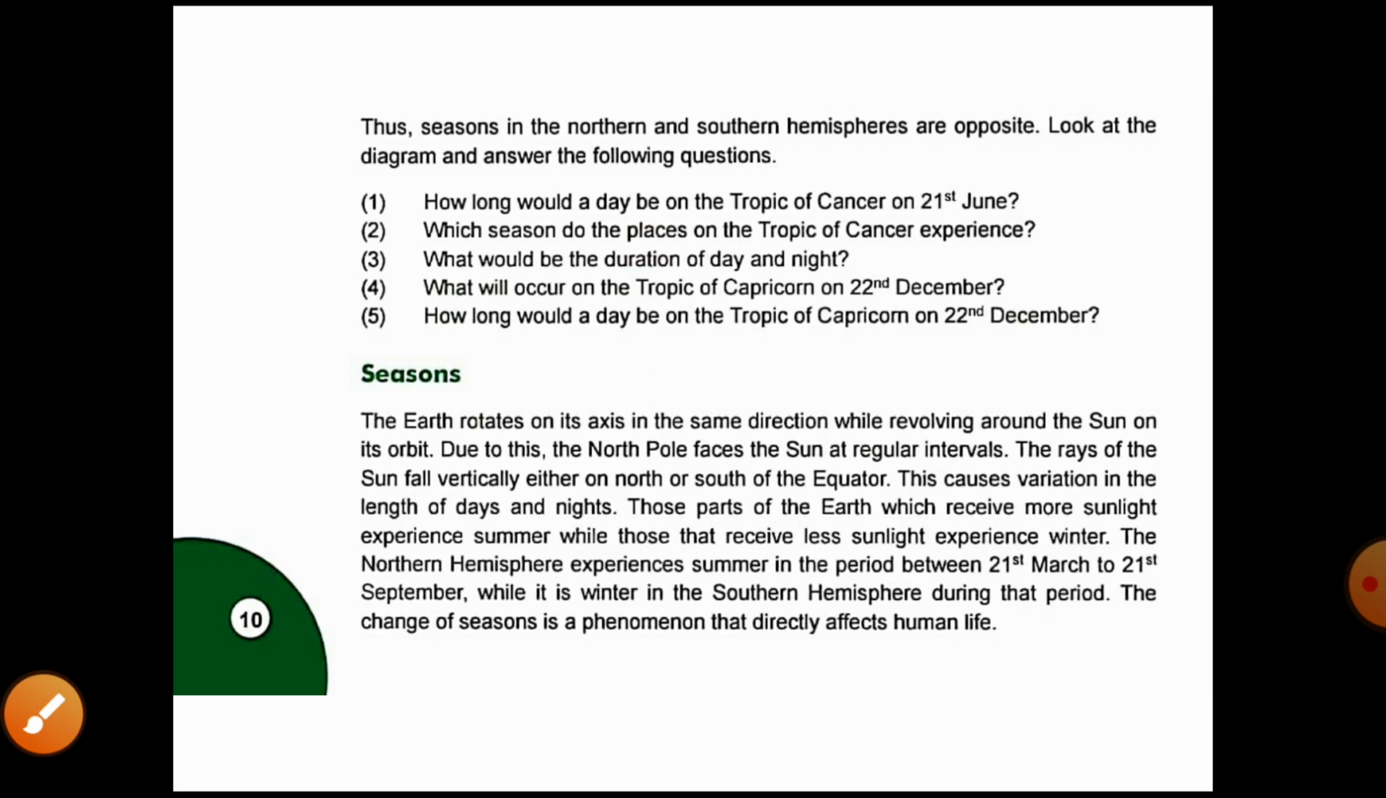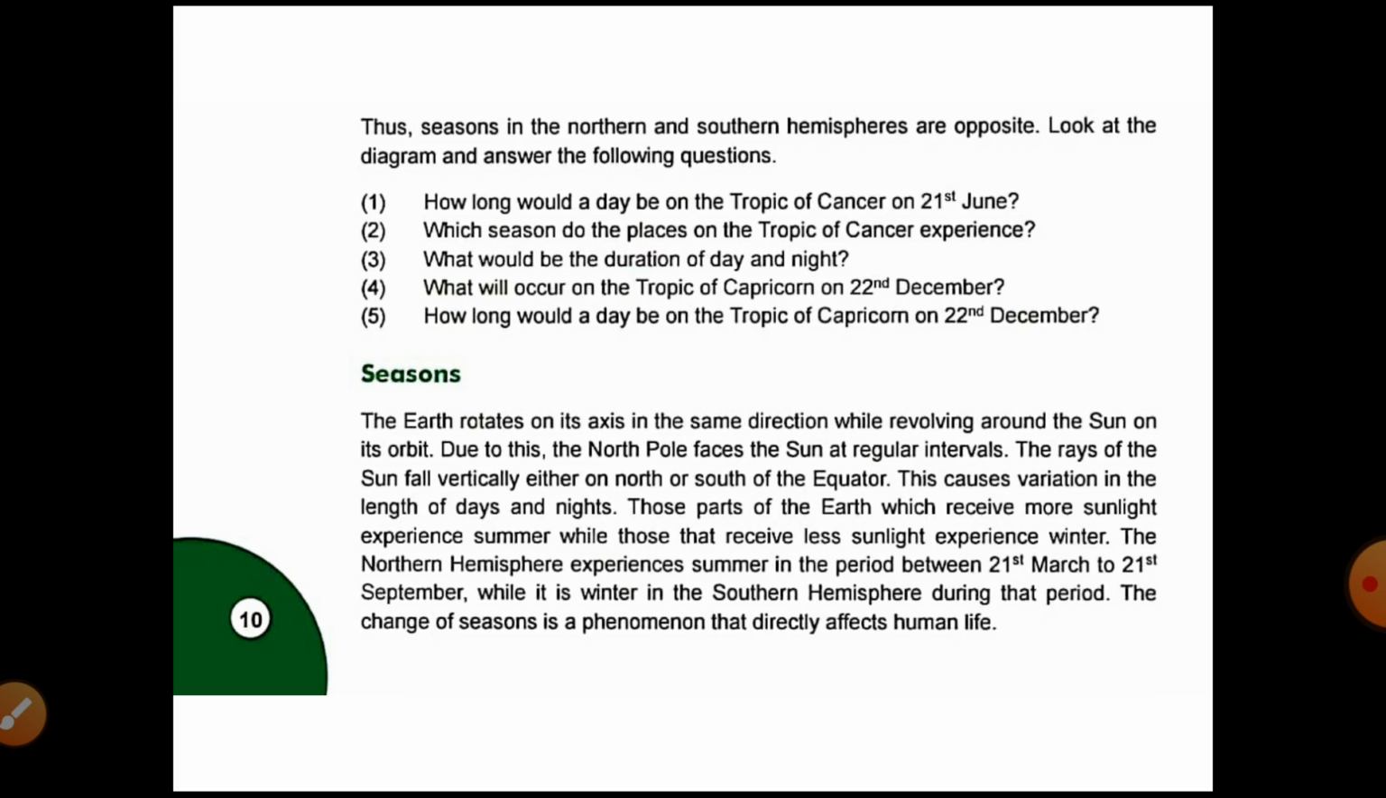So due to this, the north pole faces the sun at regular intervals. Due to that time period, the north pole faces the sun at regular intervals, and the rays of the sun fall vertically either on the north or south of the equator. This causes a variation in the length of day and night.